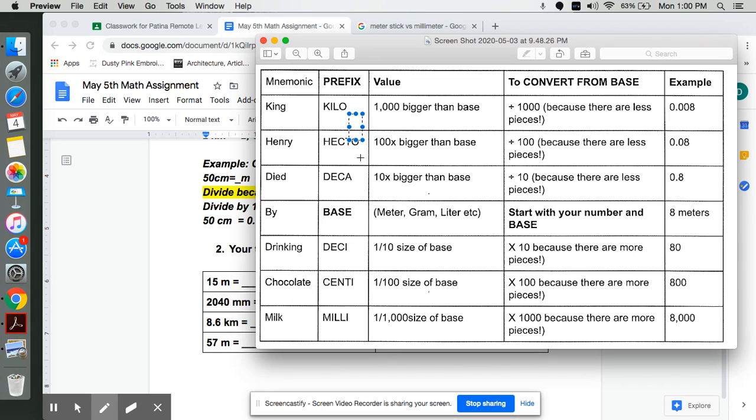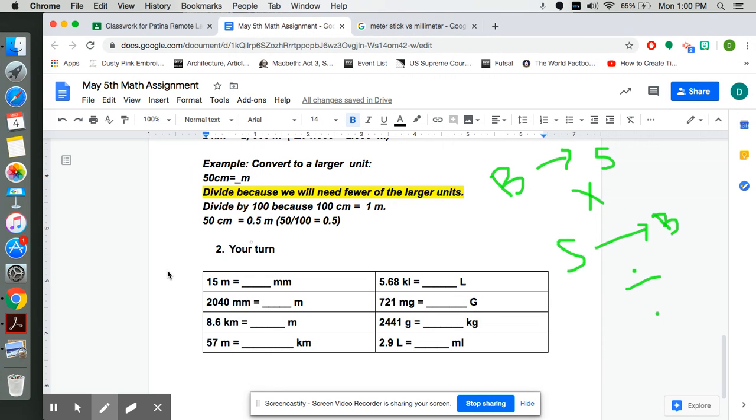If I'm going from hecto to base, that would be times 100 or divided by 100 because I'm 2 spots away from the base. If I'm going from kilo to base, I would be times 1,000 or divided by 1,000 because I'm 3 spots away from the base. So 10 times 10 times 10 is 1,000, 10 times 10 is 100, and 10 times 1 is 10. We're going to do more on this in our Zoom meeting, so if you're confused, just hold out until then.